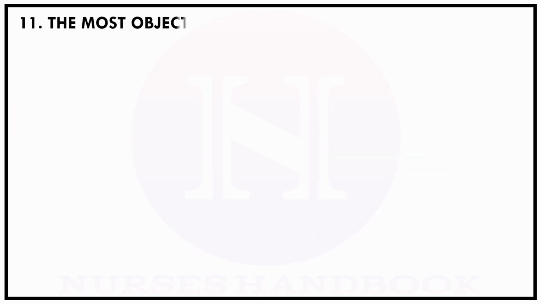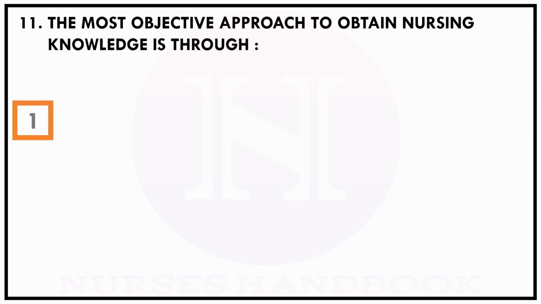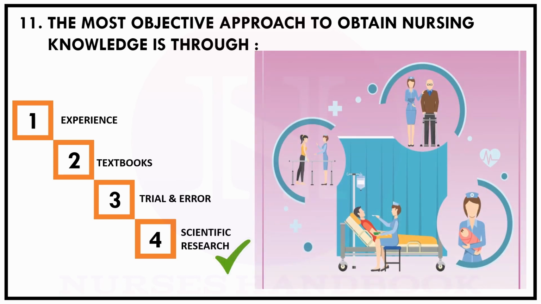Question number 11. The most objective approach to obtain nursing knowledge is through option number 1, experience. Option number 2, textbooks. Option number 3, trial and error. And option number 4, scientific research. And the correct answer is option number 4, scientific research.